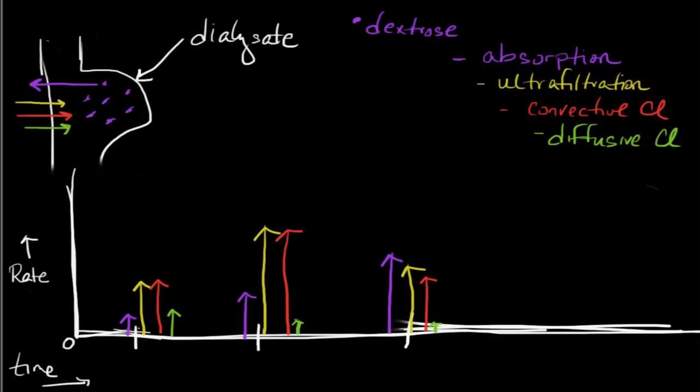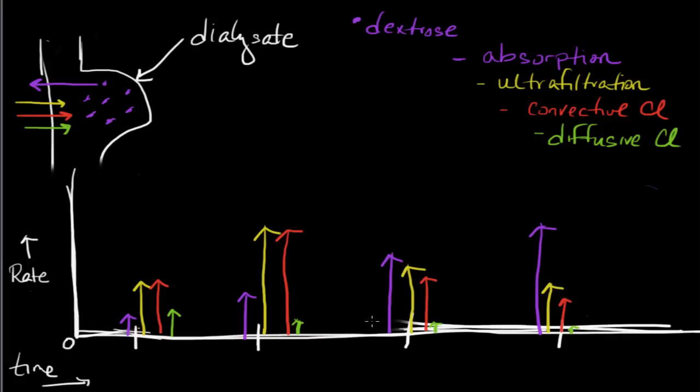And what finally happens at this time point here? Well, now we have maximum amount of dextrose absorption, and we're having diminishing amounts of convective clearance and ultrafiltration. And we probably have no diffusion whatsoever, but I'm just going to put a little nubbin right there.